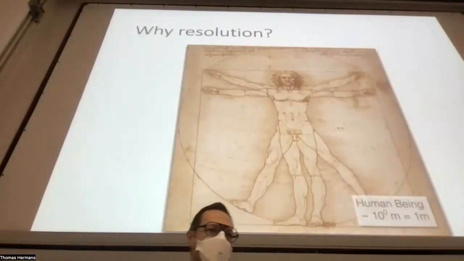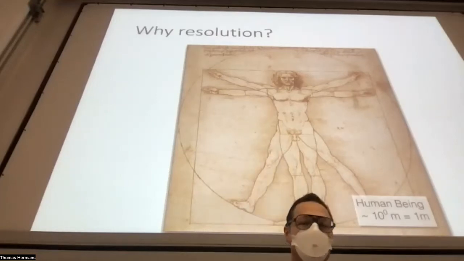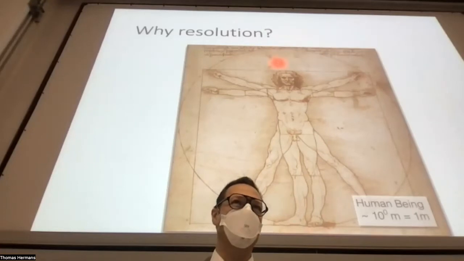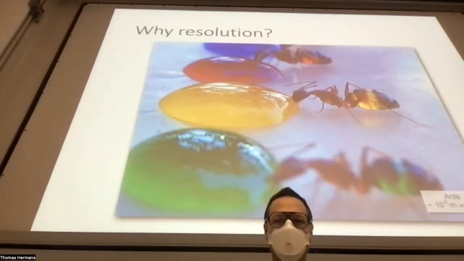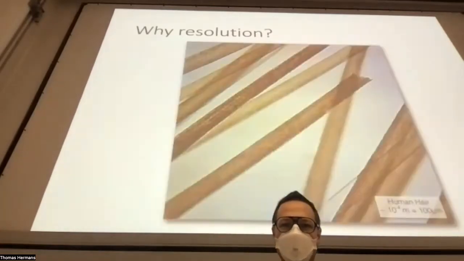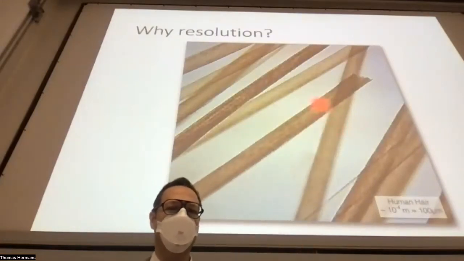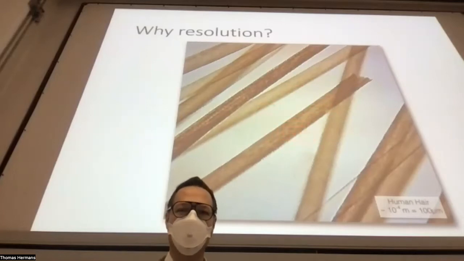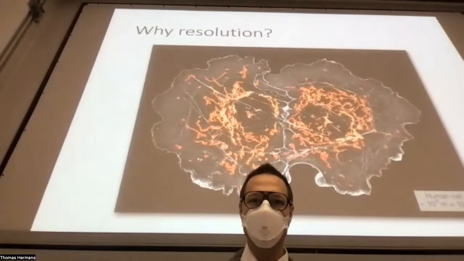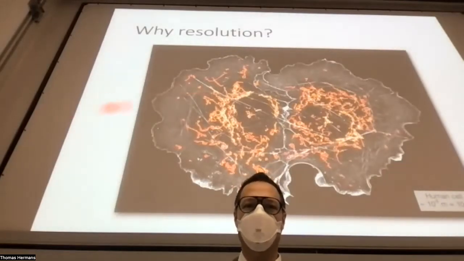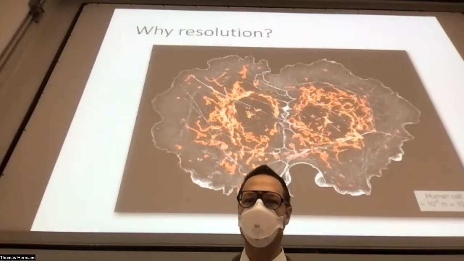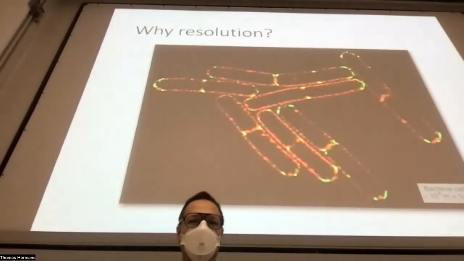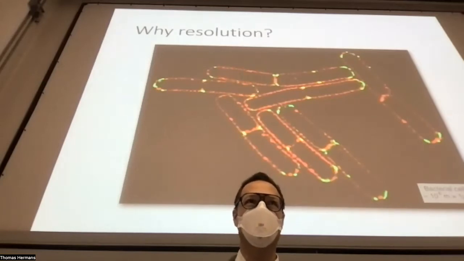So why are we as humanity so obsessed with resolution? Because interesting things happen at different scales. At the human scale, we are roughly 1 or 2 meters in size. If we go smaller to ants, they are roughly on the millimeter scale. The diameter of a human hair is about 100 micrometers. This is just transmitted light. Even smaller, we go to human cells. These are actually 2 cells, 10 to 20 micrometers in diameter. If we go to bacteria, they are about 1 micrometer in diameter, so 10 times smaller than human cells.